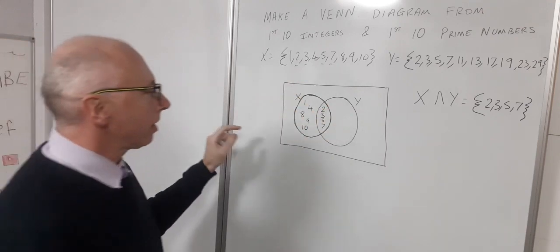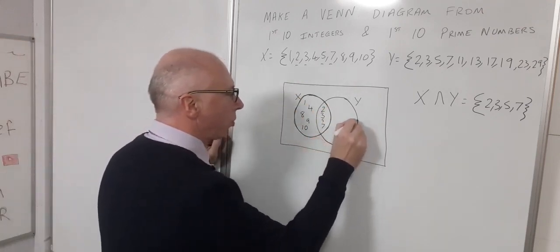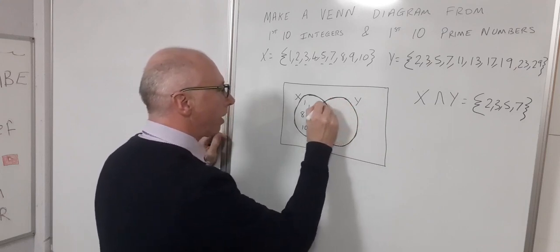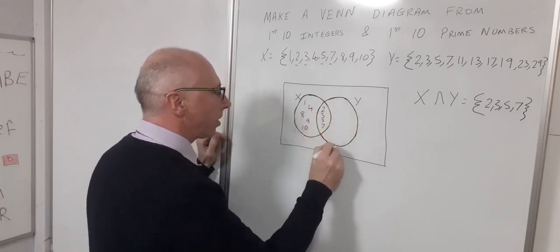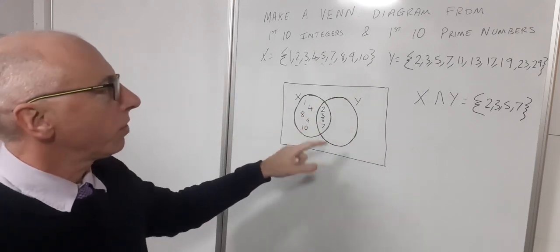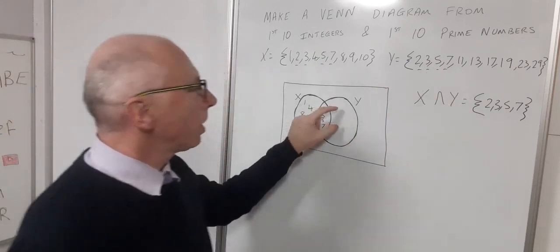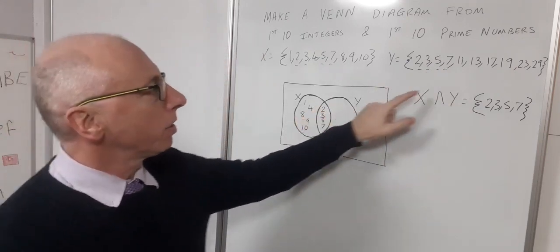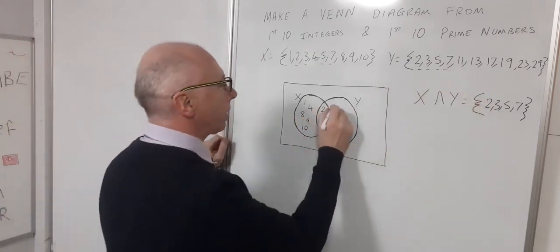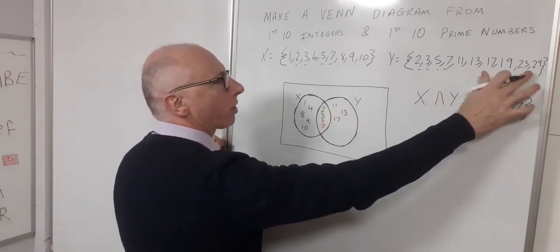Now we need to complete set Y. So set Y, I just draw this circle here like this, nice clear outline. Inside this circle we need all the elements of set Y. Now 2, 3, 5, 7 we've already got, so that's just the first 4. So we need to put the remaining 6 elements: 11, 13, 17, 19, 23, 29.